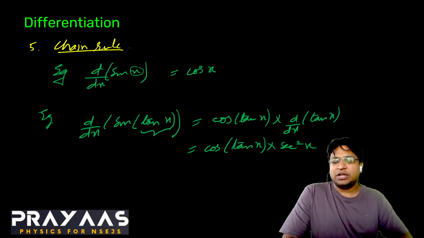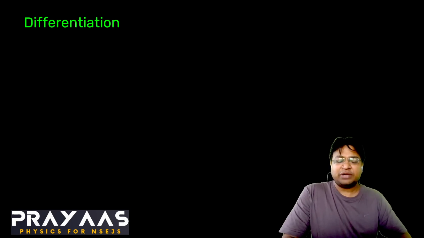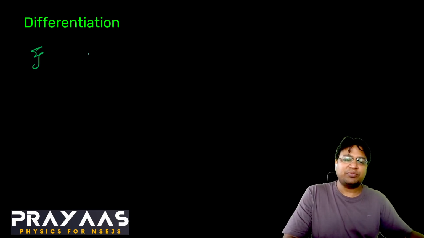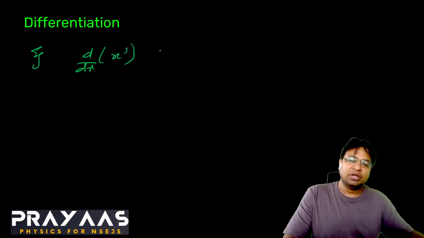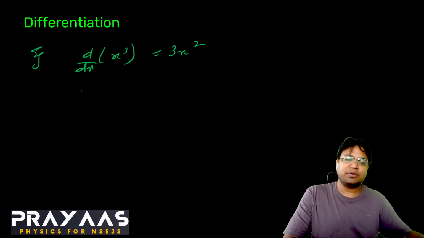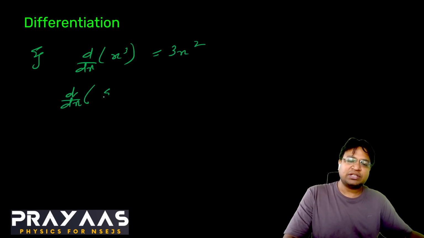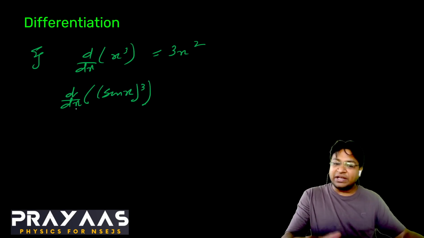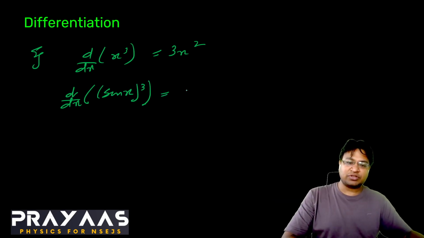All right, so let me give you another example. Suppose if I ask you to differentiate x cube, your answer would be 3x squared. But what if I ask you to differentiate, instead of x, let's say I'm writing sine x. So what if I ask you to differentiate sin x cube? The answer would be, watch this, 3 times of sin x square. Do you notice this?